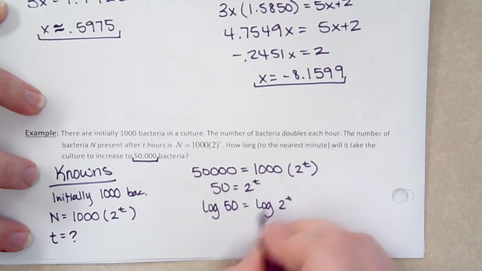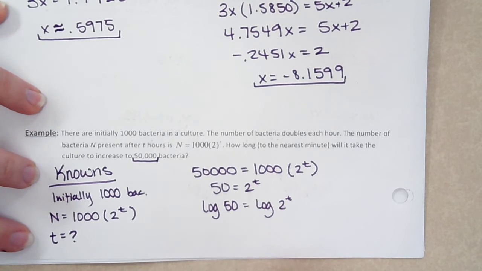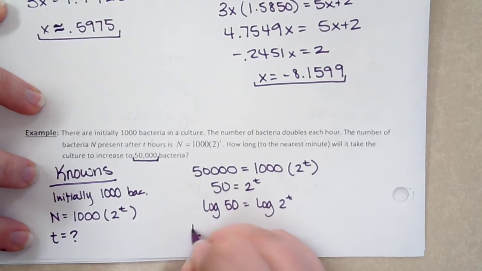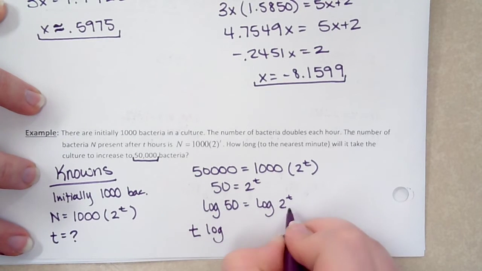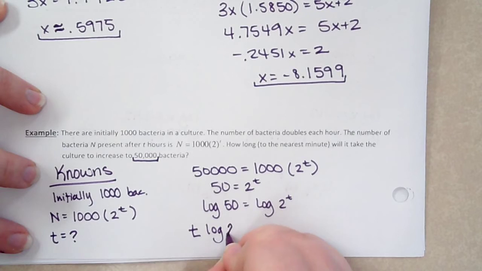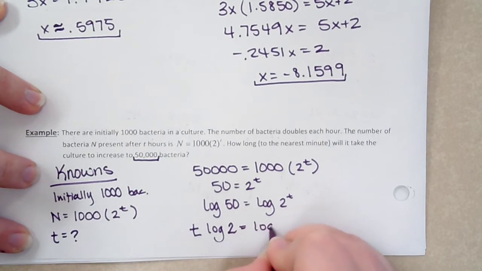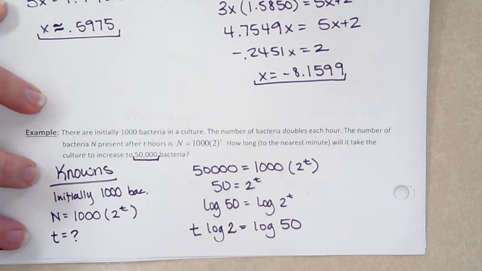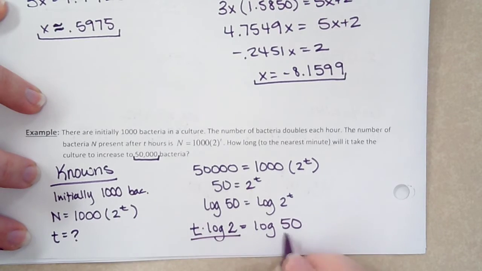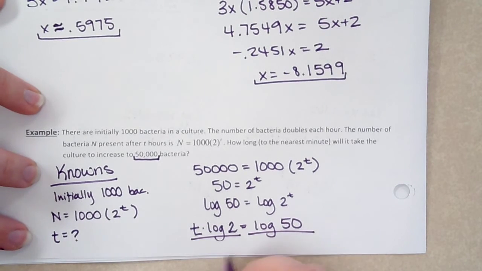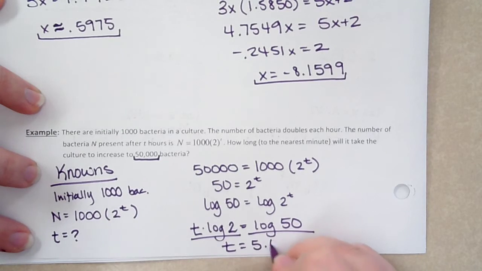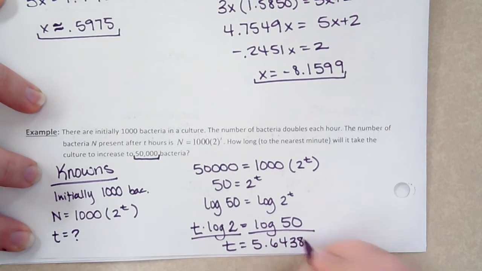I'm going to flip these over just because I like working with my variable on the left side. And in the process, I'm going to use my power rule that says I can bring the power out to be a multiplier. t times log of 2 equals log of 50. Again, I'm just solving for t by dividing both sides by log of 2. And I end up getting that t is equal to about 5.6438 something, I could round.